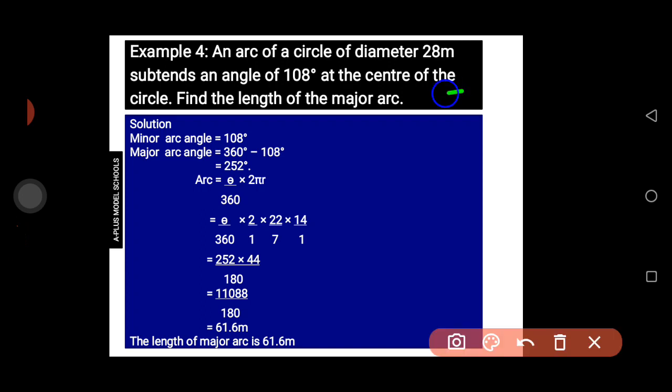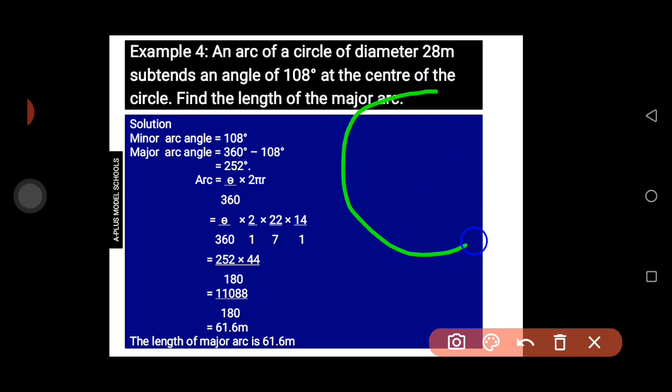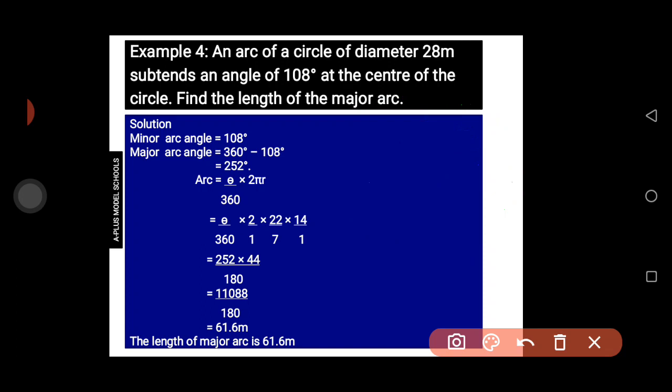If I have a circle, and my arc is like this, if this angle is 108 degrees, which is the minor arc, then my major arc will be the total sum of angles meeting at the point, which is 360 degrees, minus the minor arc, which is 252 degrees.